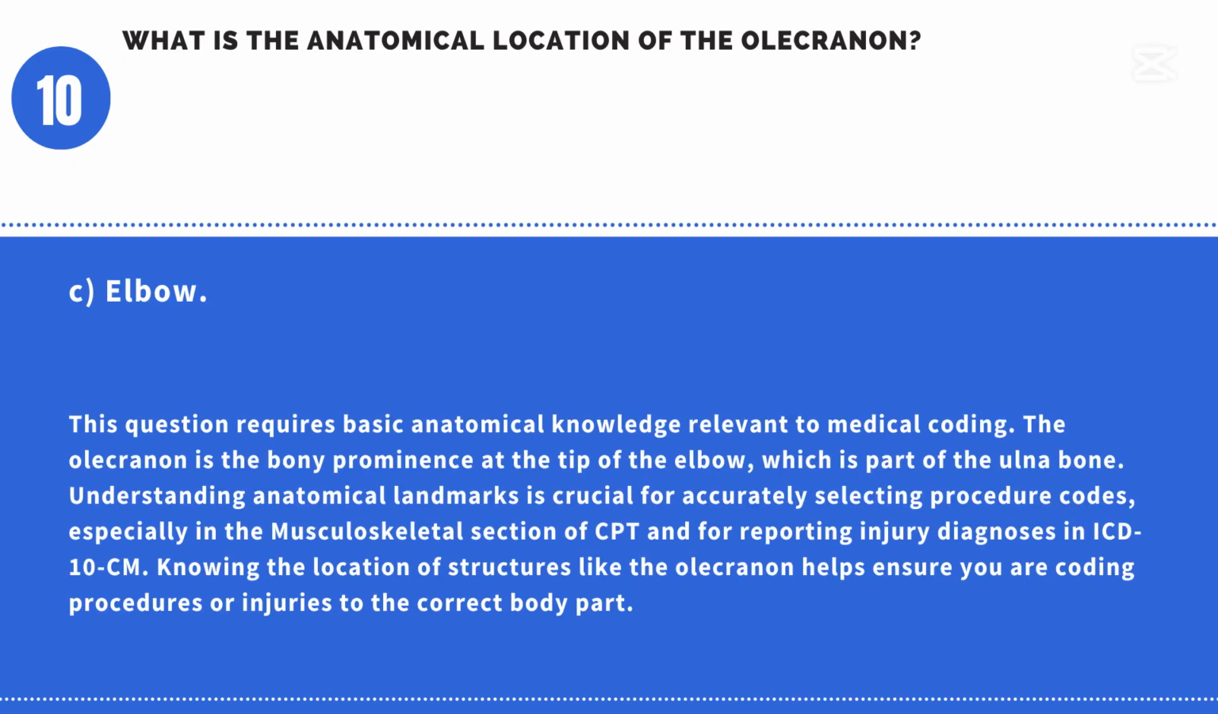Answer: C. Elbow. This question requires basic anatomical knowledge relevant to medical coding. The olecranon is the bony prominence at the tip of the elbow, which is part of the ulna bone. Understanding anatomical landmarks is crucial for accurately selecting procedure codes, especially in the musculoskeletal section of CPT and for reporting injury diagnoses in ICD-10-CM. Knowing the location of structures like the olecranon helps ensure you are coding procedures or injuries to the correct body part.